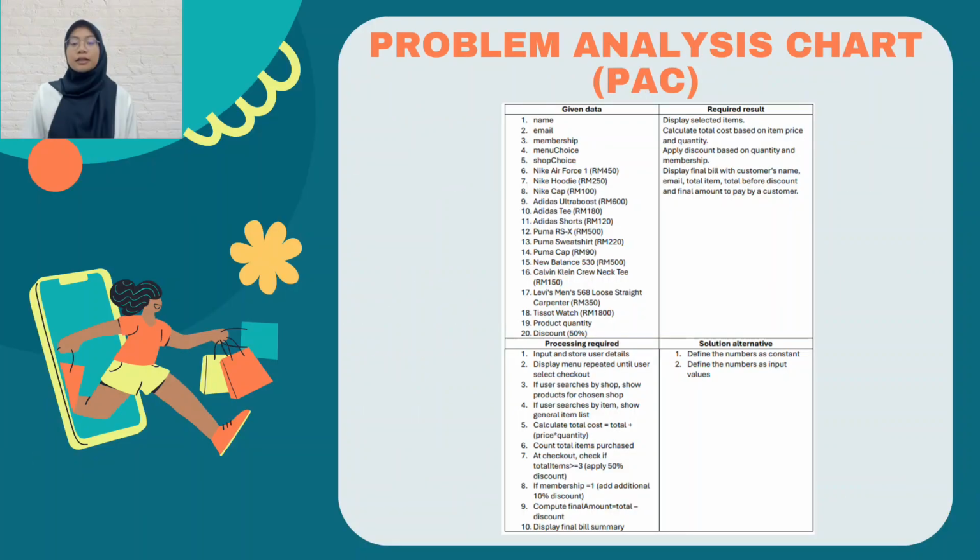The problem analysis chart, which is PAC, helps us clearly identify the problem, required input, processing steps, and also expected output. By using the PAC, it allows us to organize our task before writing the algorithm or code, reducing the confusion and also logical errors.